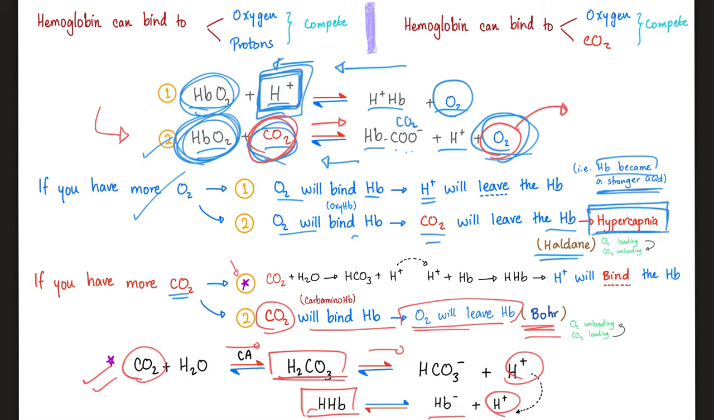This is the Bohr effect. So what's the Haldane effect? The Haldane effect is when oxygen binds to the hemoglobin, CO2 tends to leave. But the Bohr effect is when CO2 binds to the hemoglobin, oxygen tends to leave.